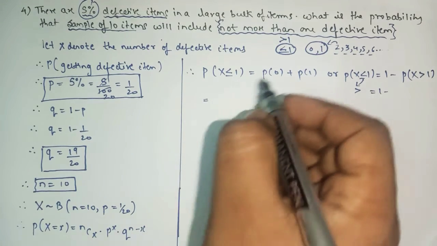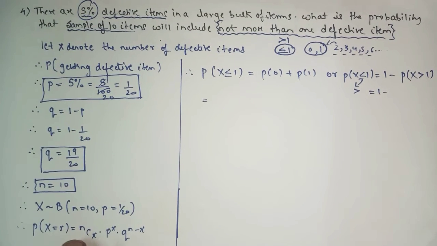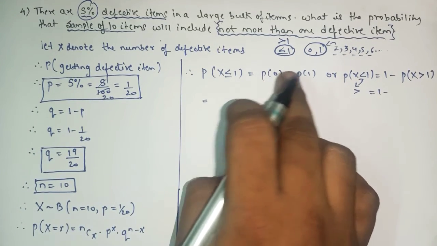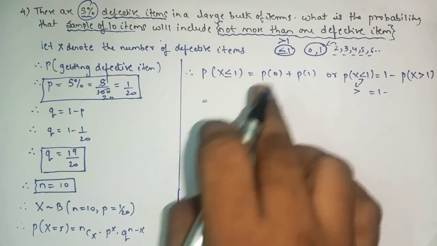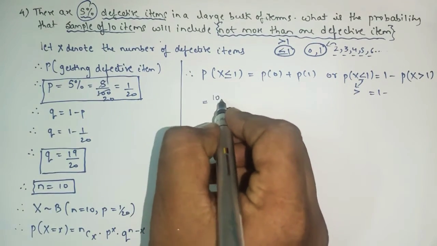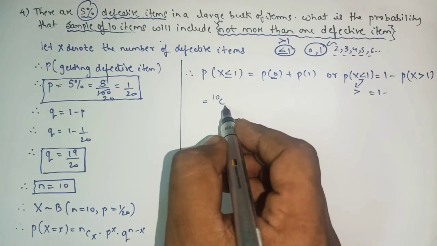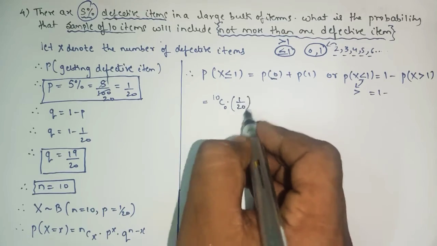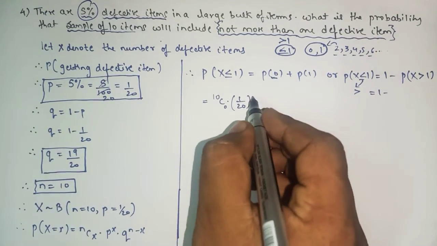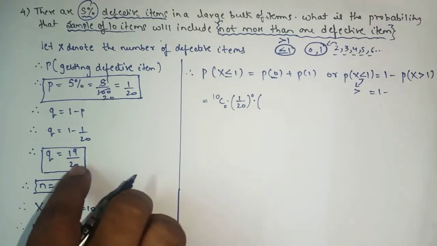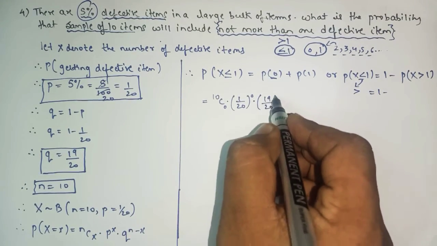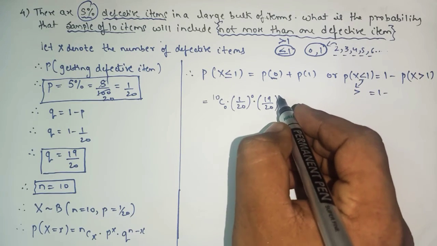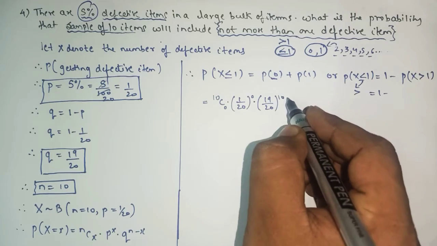Simply apply the formula, replace the values first. We'll find the value for P(0) and then P(1). So here n is 10. So 10C, this is the value of x, so x is 0, into p is 1 upon 20 raised to x which is 0, into q is 19 upon 20 raised to 10 minus 0, will be 10 only, yes or no?